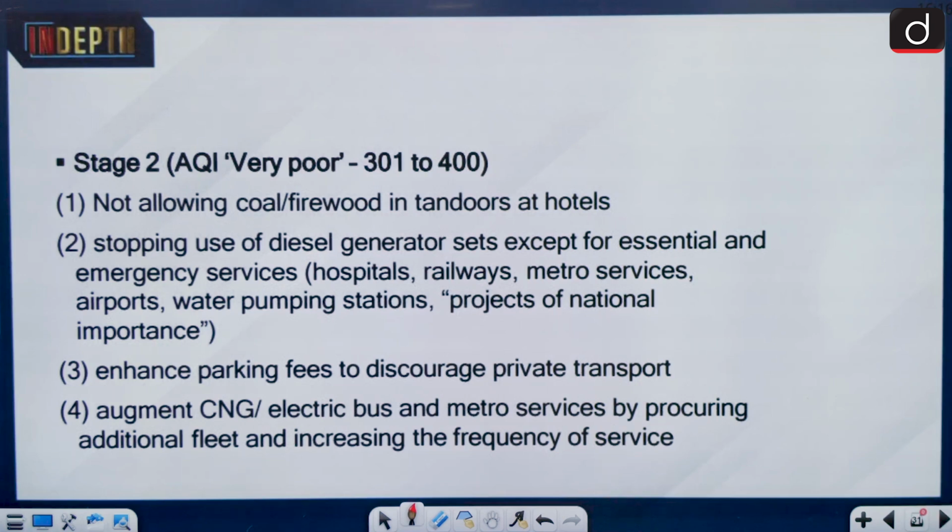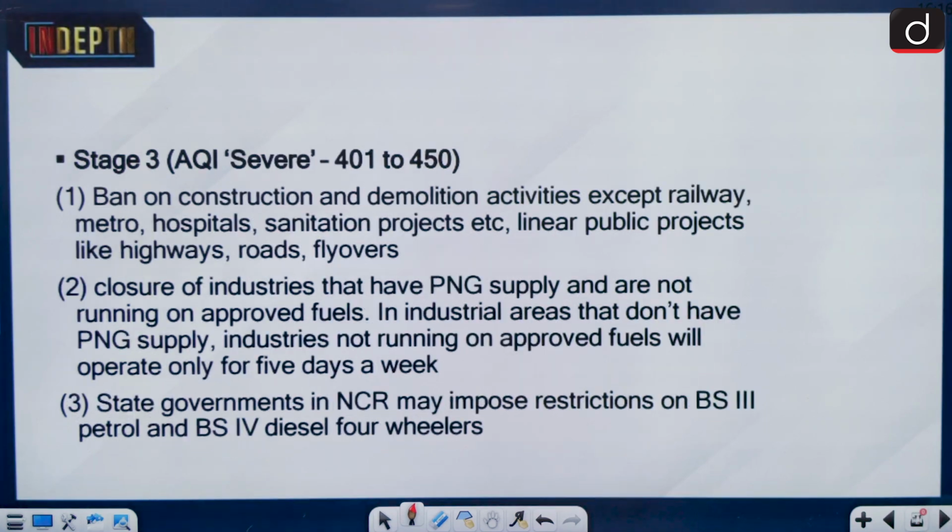Stage 2, when very poor air quality occurs: not allowing coal, firewood in tandoors at hotels. Stopping use of diesel generator sets except for essential and emergency services such as hospitals, railways, metro services, airports, water pumping stations, or projects of national importance. Enhance parking fees to discourage private transport. Augment CNG or electric buses and metro services by producing additional fleet and increasing the frequency of services.